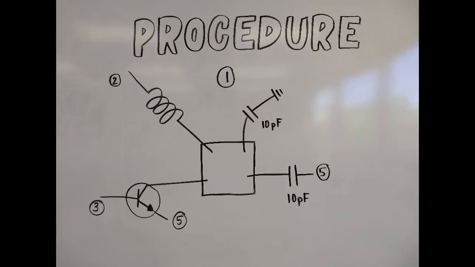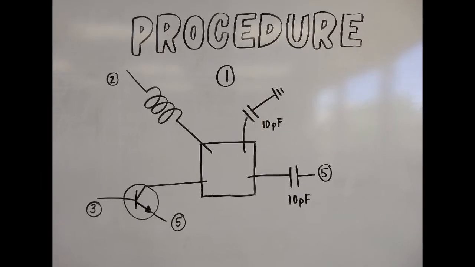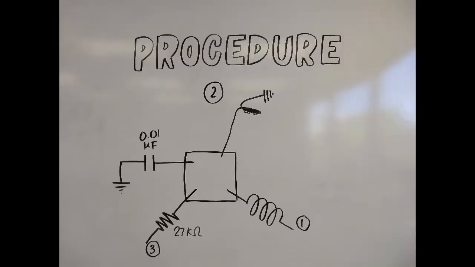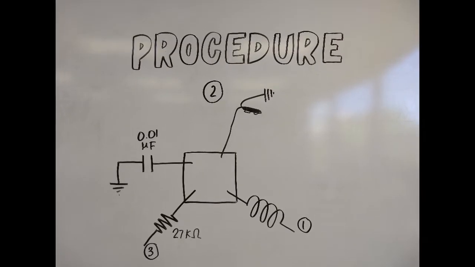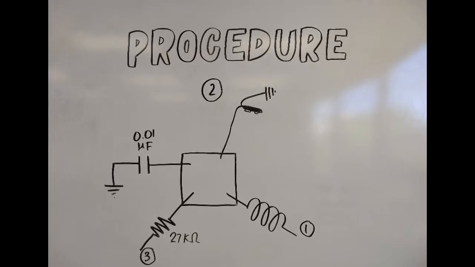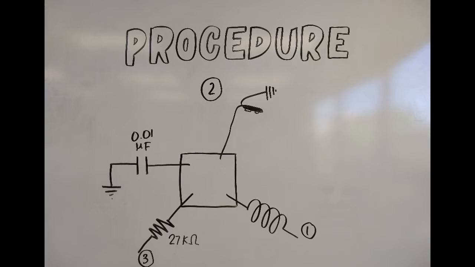The first pad should have one end of the inductor and each of the 10 picofarad capacitors connected, as well as the collector of the transistor. The second pad should have one end of the inductor, 27K ohm resistor, and 0.01 microfarad capacitor attached to it, as well as the positive lead of the battery clip.